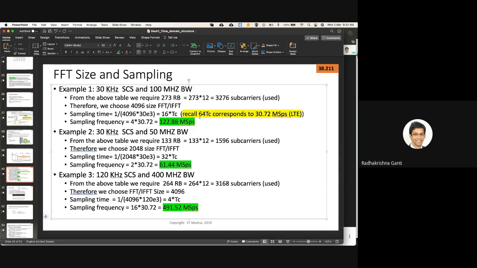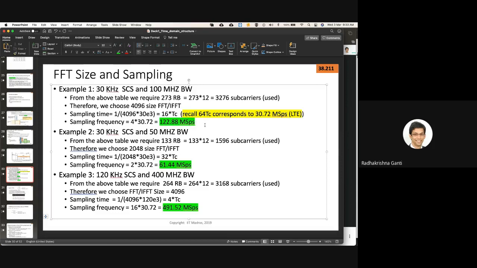So recall that 64 TC corresponds to 30.72 megasamples per second. We saw that yesterday. This is exactly LTE. If 1 by 64 TC is 30.72, then 1 by 16 TC, which is the sampling frequency, will be 4 times 30.72. So you'll get 122.88 megasamples per second.